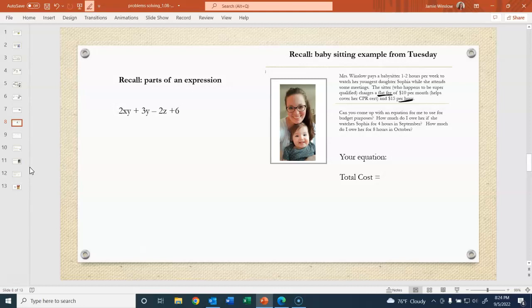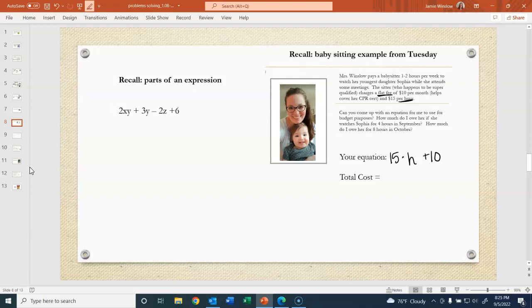So let's come up with a cost equation. We know that the flat fee is the plus 10. That's going to be our constant. It's not going to change based on her hours. And then the 15 we are going to multiply by, we could say H if you want, the number of hours she works.